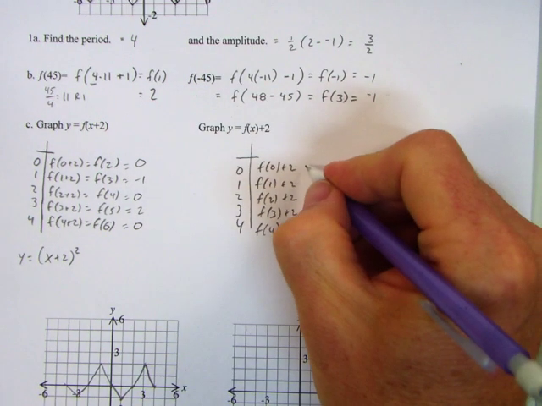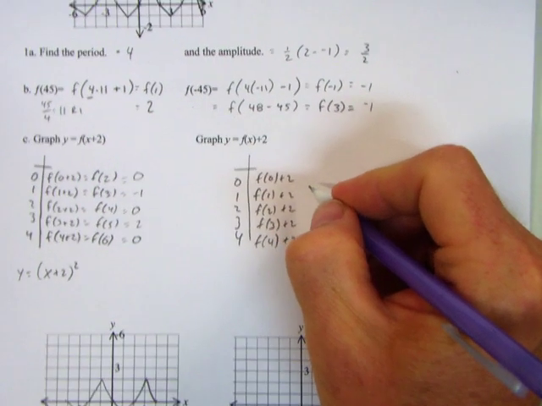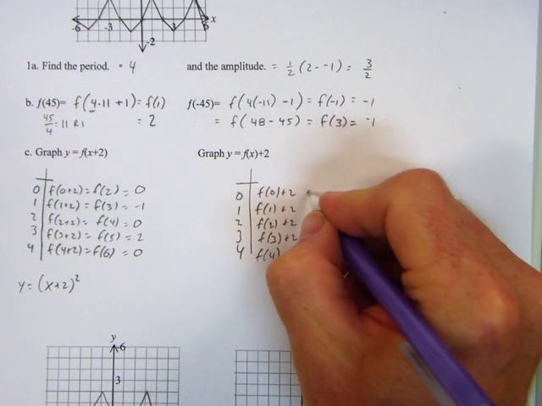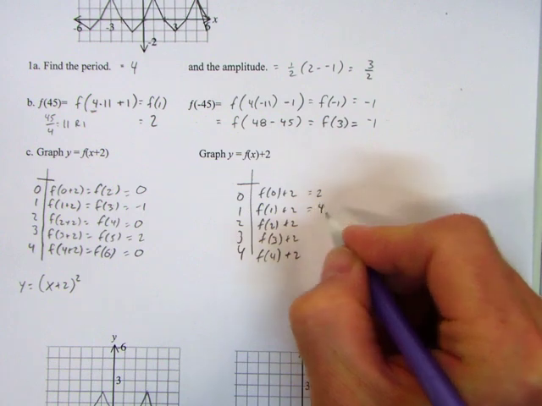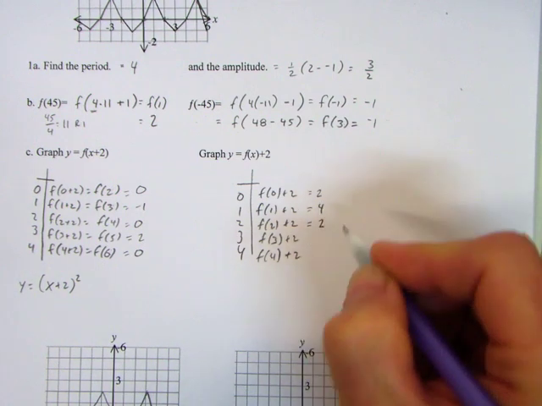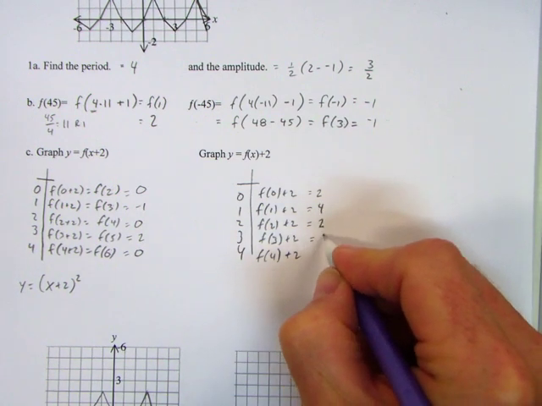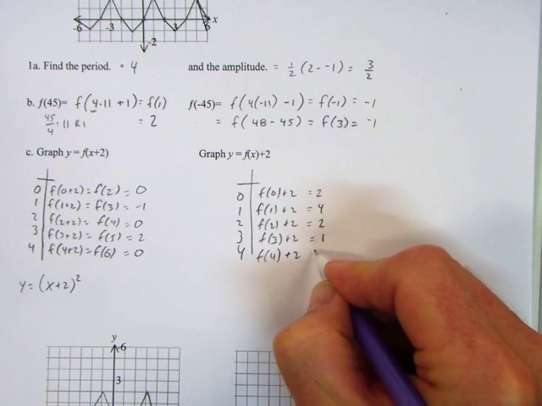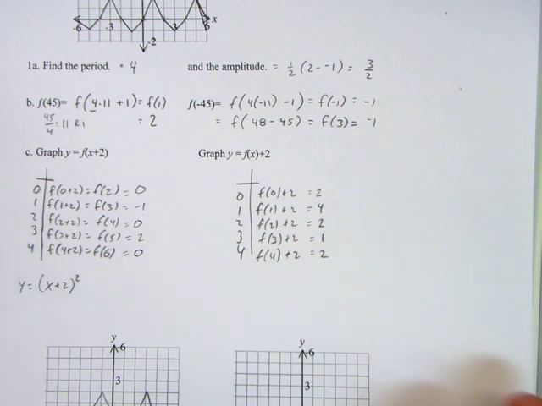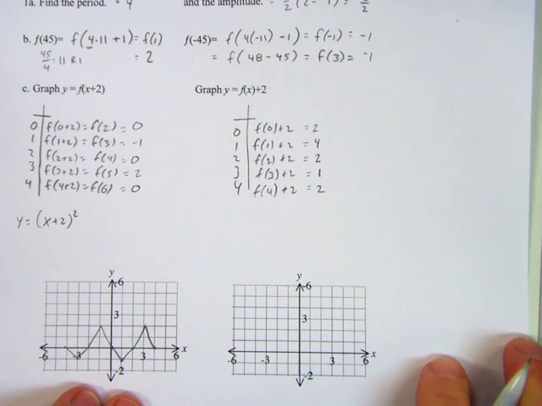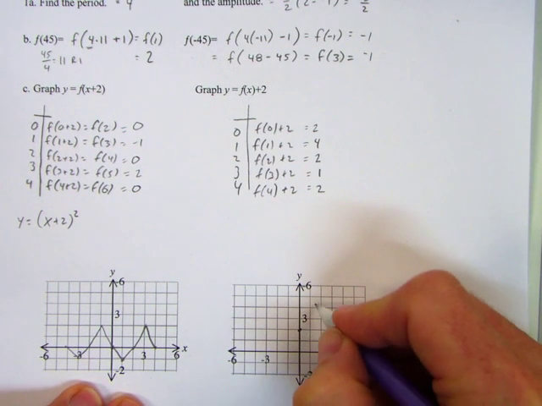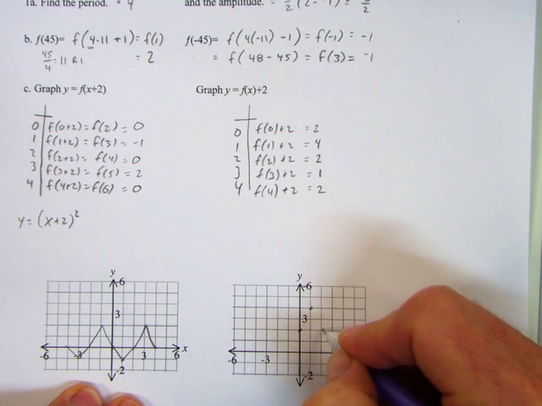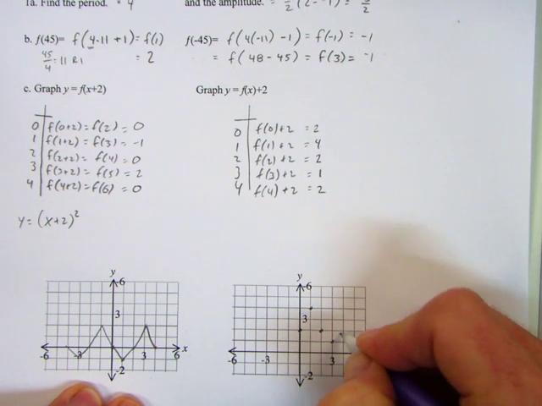So f of 0, looking at the graph again, f of 0 is 0, so 0 plus 2 is 2. F of 1 is 2, so 2 plus 2 is 4. Then 0 plus 2, negative 1 plus 2, and then 0 plus 2. Let's plot these points. 0 is going to be at 2, 1 is at 4, and then 2, 1.